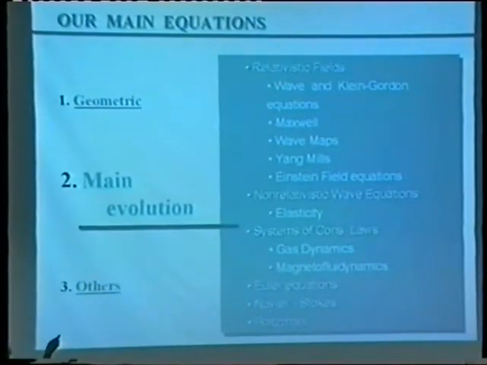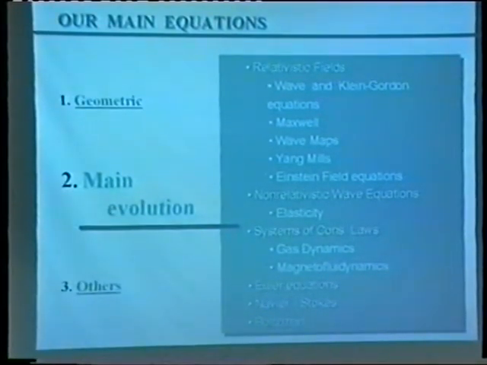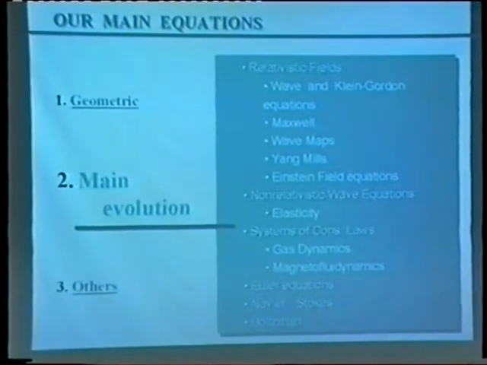So first of all, you have the relativistic field equations. Essentially, to every equation which was elliptic, I associate its hyperbolic counterpart, which is now Lorentzian. So you have the wave and Klein-Gordon equations. You have the Maxwell equations, which correspond to the Hodge system, but are the ones used in physics. You have wave maps, which are the exact analog of harmonic maps. You have the Yang-Mills equation, but now the real ones, the ones which are Lorentzian.